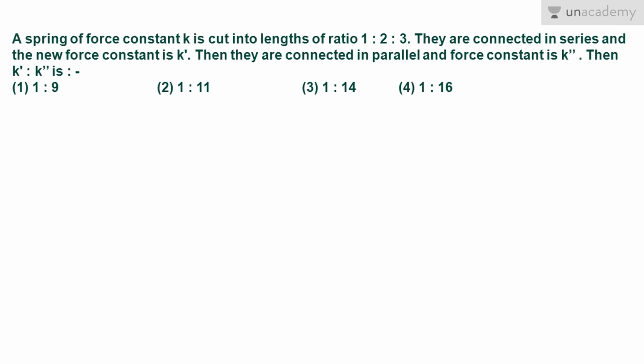So the first question for the day: a spring of force constant K is cut into lengths of ratio 1 is to 2 is to 3. They are connected in series and the new force constant is K dash. Then they are connected in parallel and the force constant is K double dash. Then the examiner is asking the ratio of K dash to K double dash, that is, when it is connected in series to when it is connected in parallel. We need to find the ratio of the spring constant.